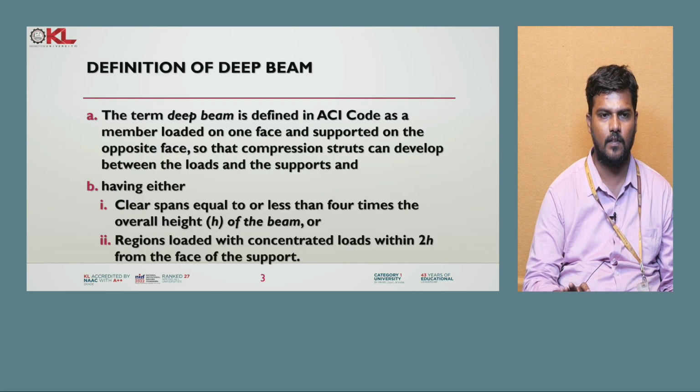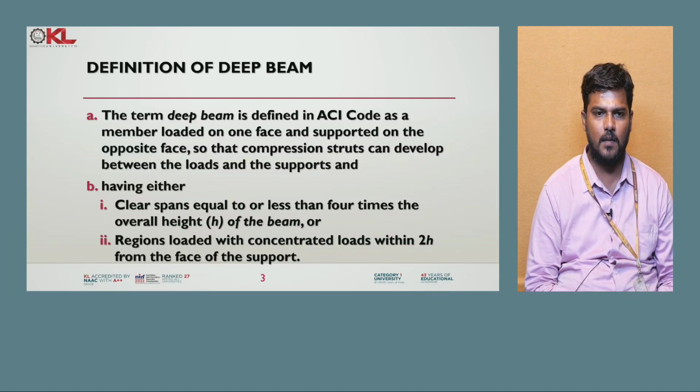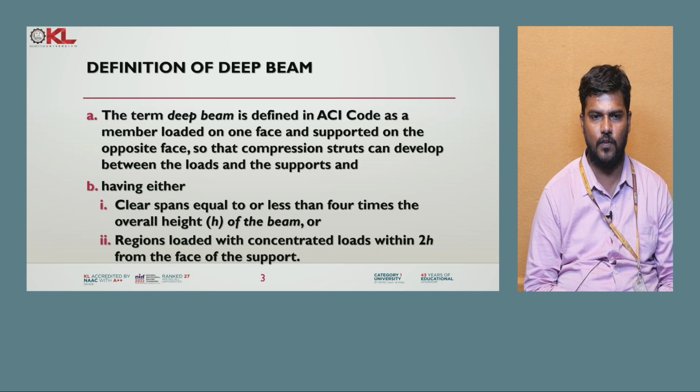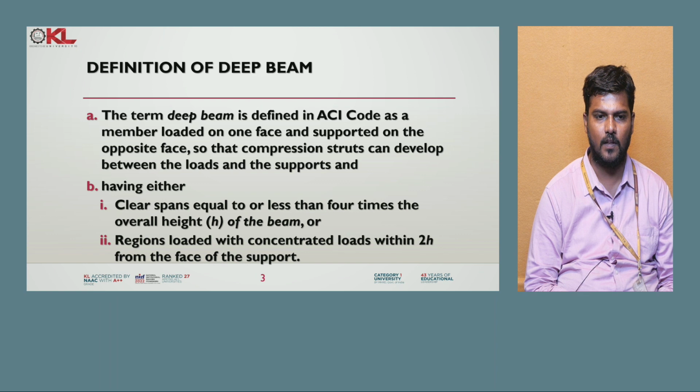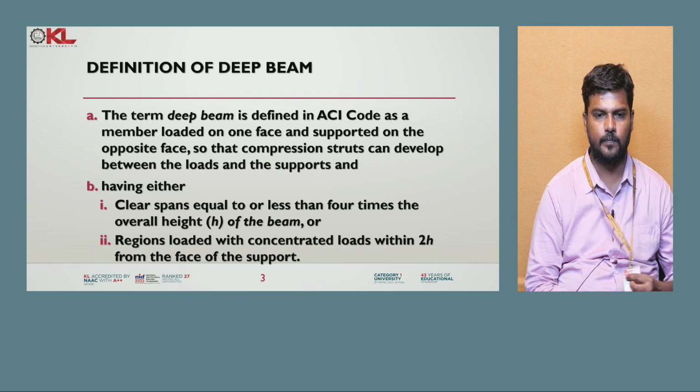And just quickly I will be revising the topics from the first one. Coming to the definition of the D beam, the term D beam is defined in the ACI code as a member loaded on one face and supported on the opposite face, so that compression struts can develop between the loads and the supports, and they have either clear spans equal to or less than 4 times the overall height of the beam, or regions loaded with concentrated loads within 2h from the face of the supports.